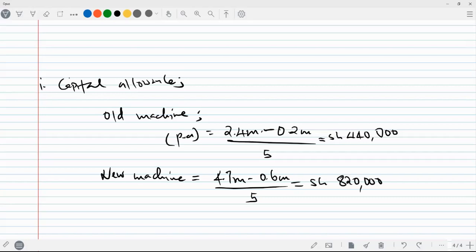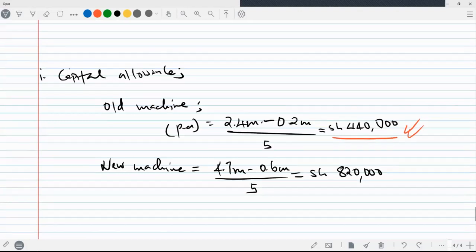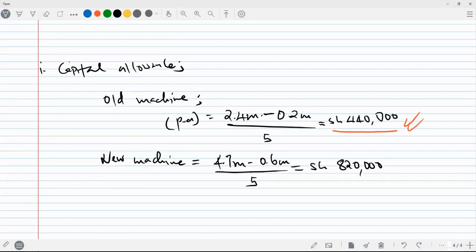820,000. Now, don't forget, since you're doing a replacement, are you going to be claiming from the KRA, for example, this 440? Can you claim the 440? Since you're replacing the old machine with the new one, in short, you're selling off the old machine today. Going forward, are you going to be claiming this 440? No, it's lost. That is an opportunity that has been lost. However, you'll be earning the 820. Which means, what's the net amount you'll be earning?